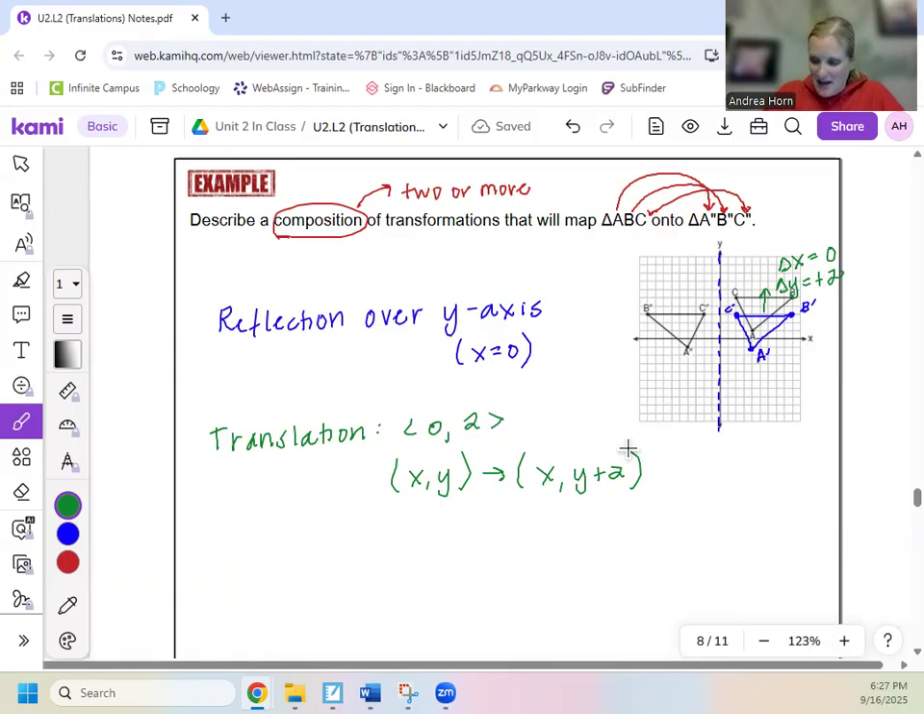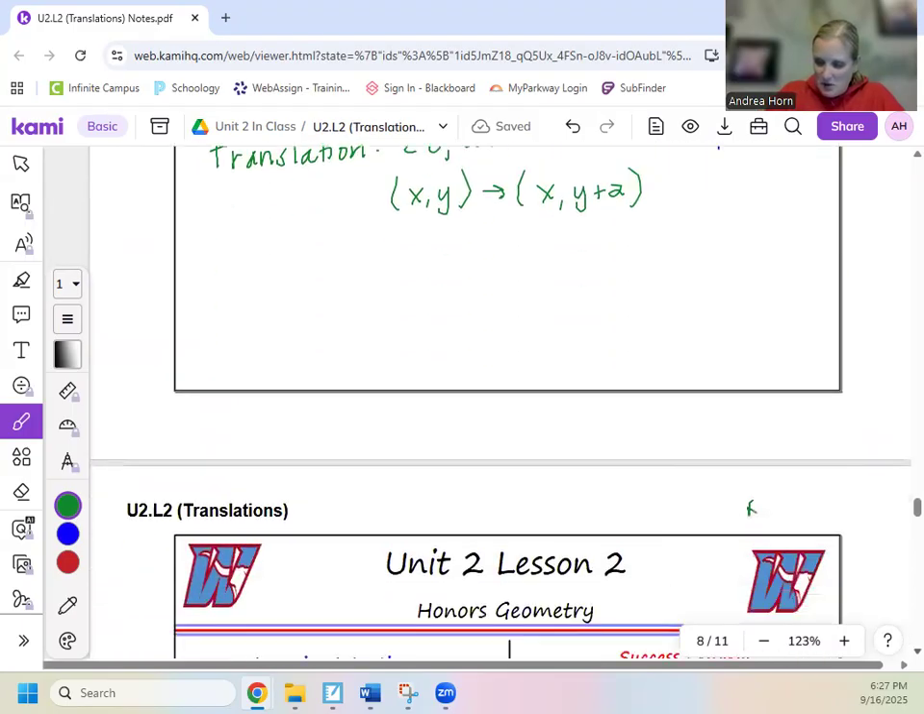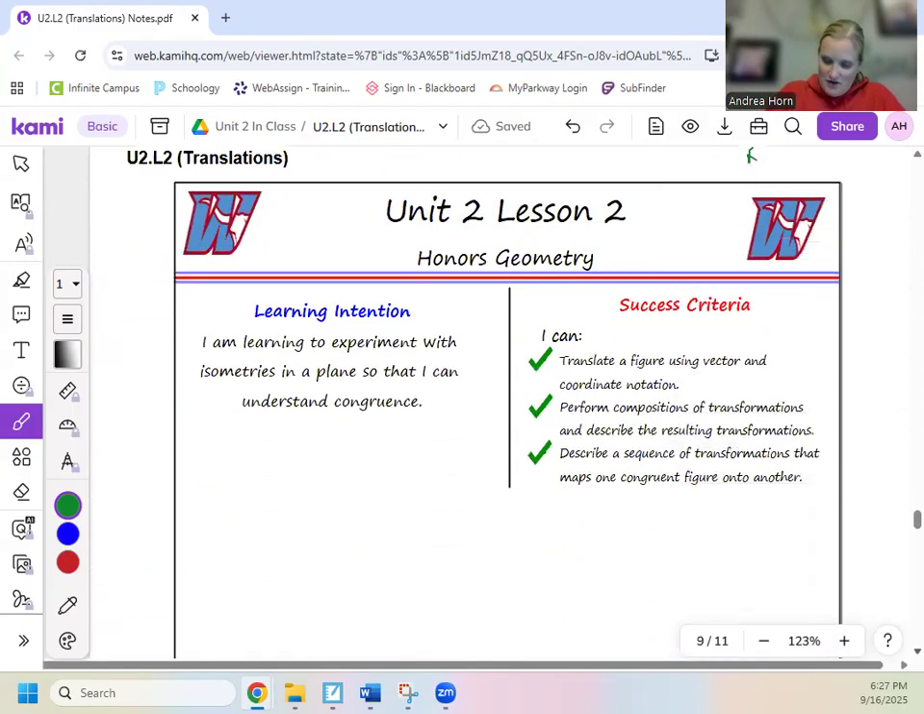Okay, so hopefully at this point, you feel comfortable with all of our success criteria. We did perform compositions of transformations and describe the resulting transformations, and we did describe a sequence of transformations that maps one congruent figure onto another.